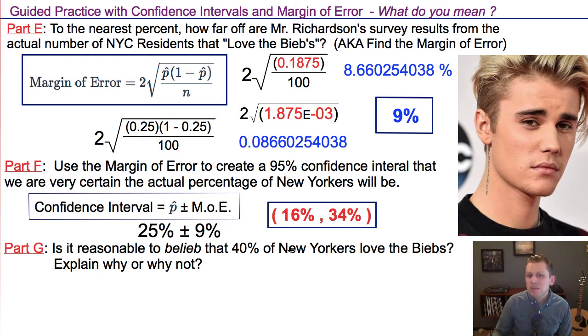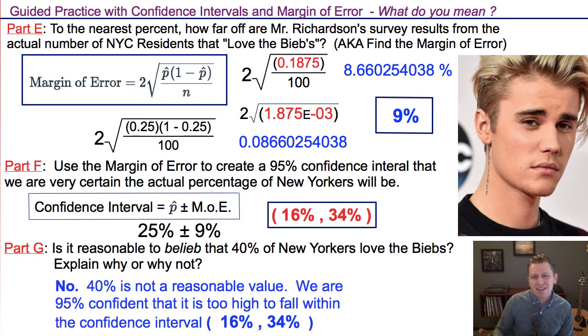So is it reasonable to believe that 40% of New Yorkers love the Biebs? Well, in this case, it's not likely, because what this confidence interval tells us is that we're 95% certain that if we were to survey 100 New York City residents again, somewhere between 16% to 34% of them would tell us that they love the Biebs. So 40% is not a reasonable value because it doesn't fall within that interval.